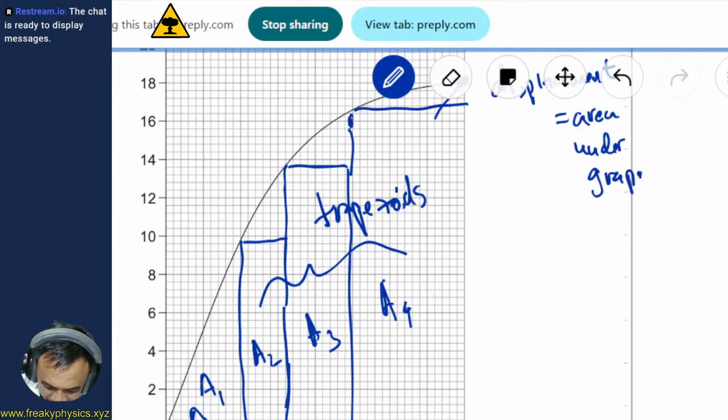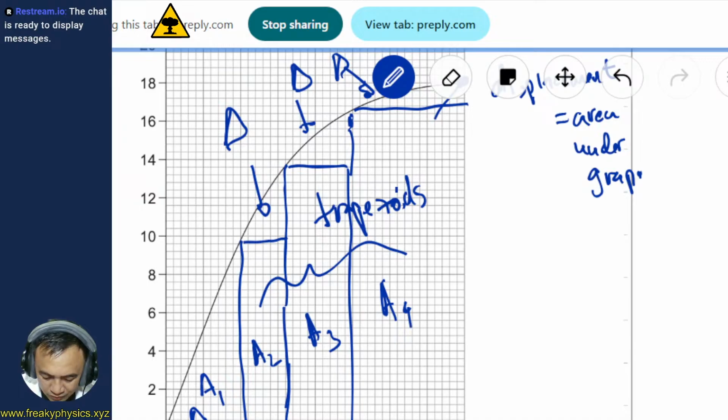Okay. So what can we do here? We can now estimate this part to be a triangle, this part to be another triangle, and this part here to be another triangle. So we have 1, 2, 3, 4 triangles, and then 1, 2, 3, 4 rectangles. We can now estimate the area from there.